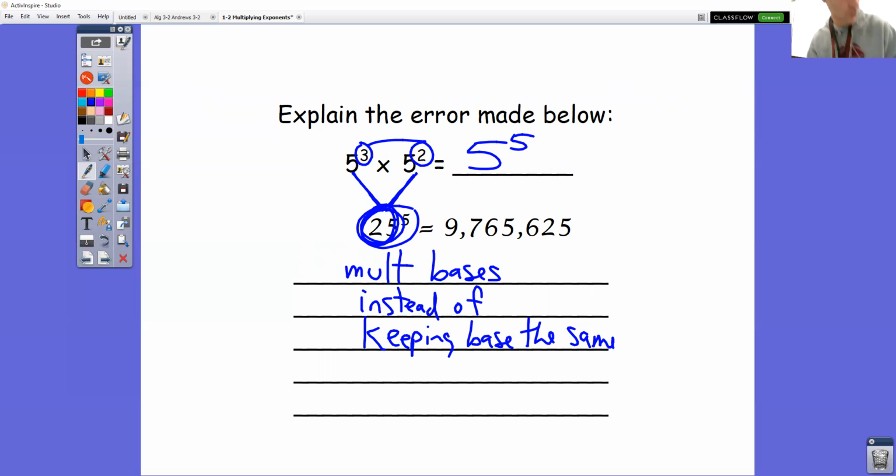Again, there's 2 different rules that you need to know for this section. When the bases are the same, you keep the base the same and add the exponents. When the bases are different, just type it right into the calculator.